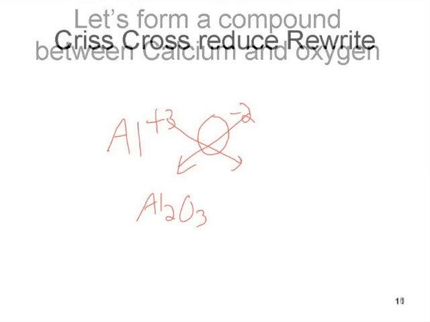All right, now we're going to form a compound between calcium and oxygen. How many dots does calcium have? Did you say 2? 2 would be the number of dots that calcium has. It wants to lose 2. How many dots does oxygen have? Did you say 6? It has 6. And it wants 8, so it wants to gain 2. So this looks like they're going to be good partners.